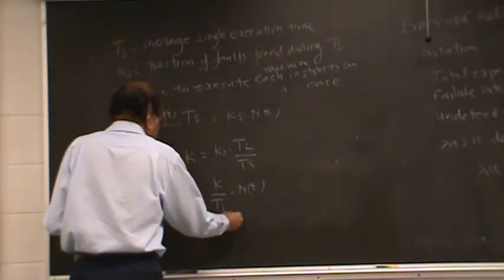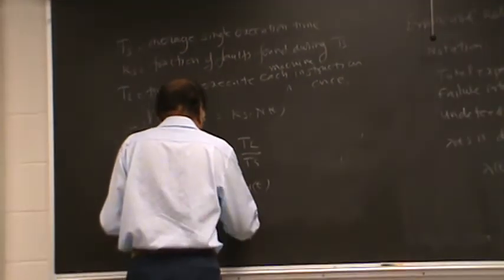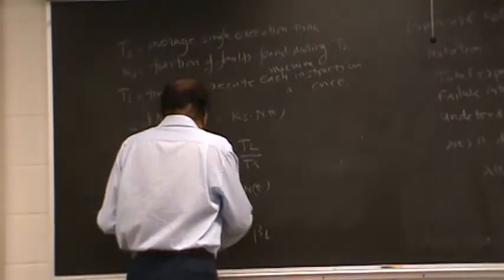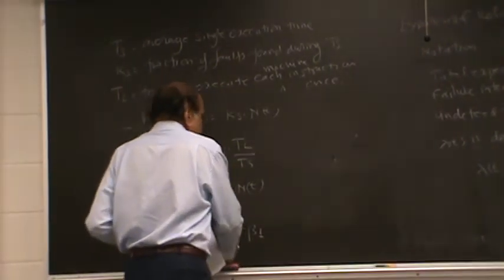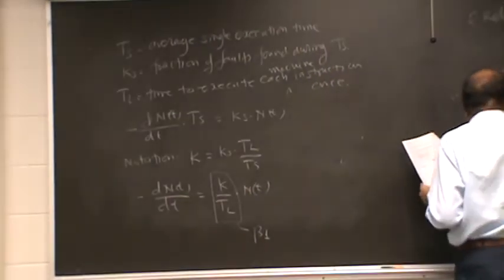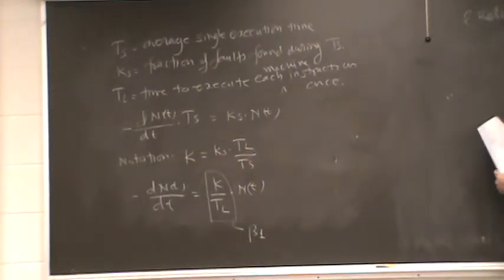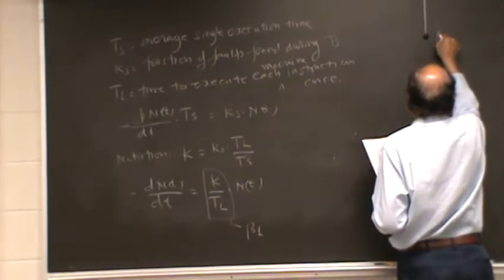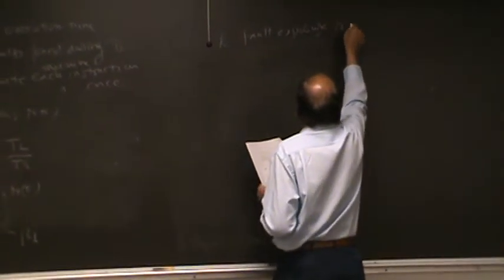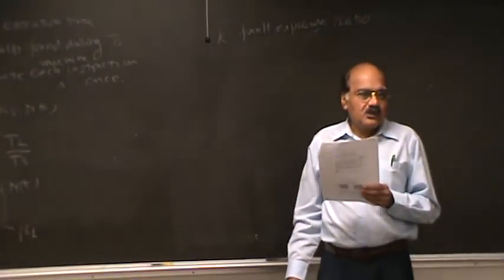And this factor we are going to refer to as beta 1. So that would be one of our parameters. Now here, K is called the fault exposure ratio. It was introduced by John Musa. And he had argued that K would not depend on program size.